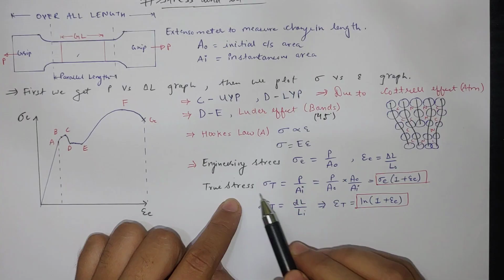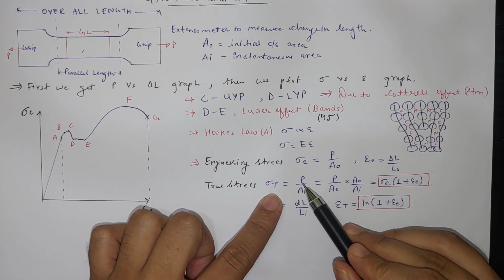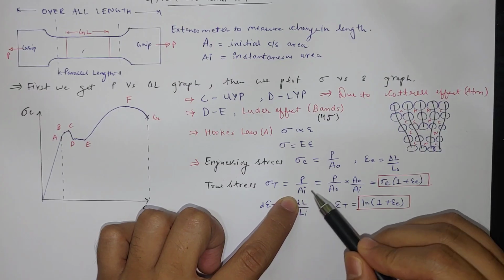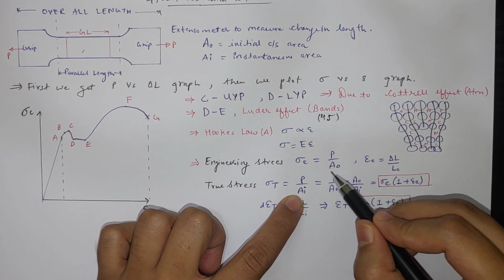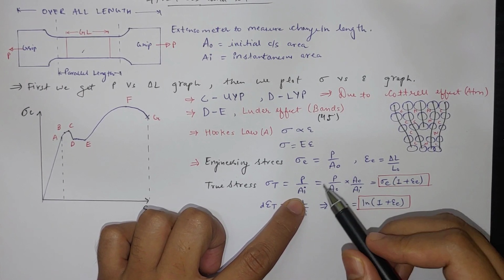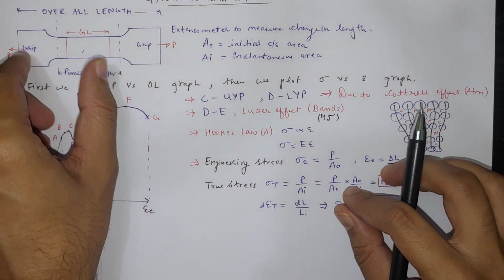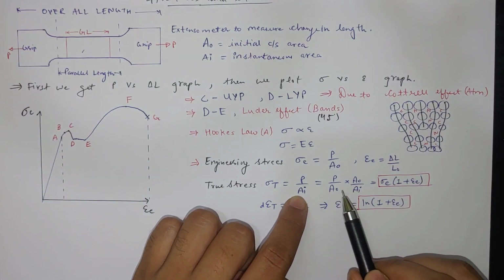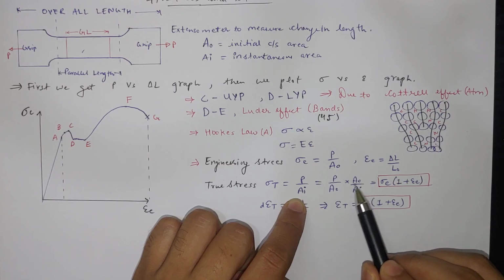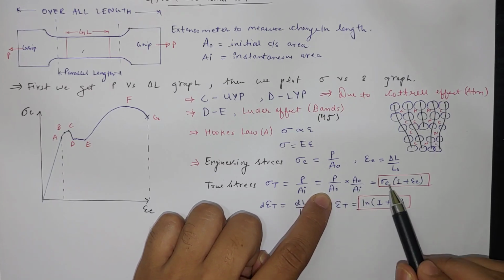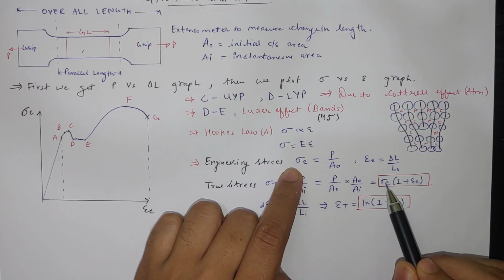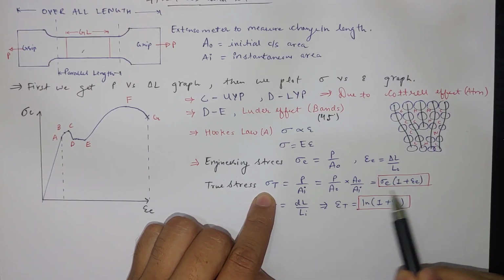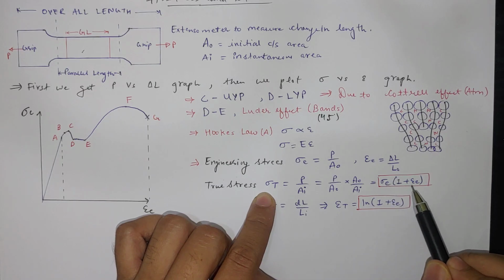Now if we calculate true stress, which is sigma T, we have to divide the load by the instantaneous area, not by the initial area. This is called the initial area, and this is the actual or instantaneous area of the specimen. Instantaneous means that with strain, the reduction in area starts, so we have to divide by that. If you multiply both numerator and denominator by A naught, then we get the formula: P by A naught is sigma E, the engineering stress, times 1 plus engineering strain. You have to remember this particular formula: true stress is engineering stress times 1 plus epsilon engineering.